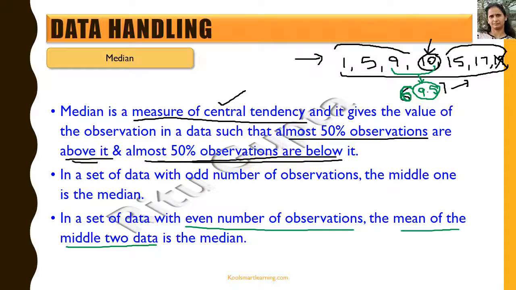And in both these cases, odd number of observations or even number of observations, the important thing is that we need to arrange the data in ascending or descending order. Like we can't have the data written like 1, 9, 10, 5 and then 17, 15. Now if you take the middle two in this case, they will come out to be 10 and 5. If you take the mean of this, that will not give you the central tendency because this is not arranged in either ascending or descending order.